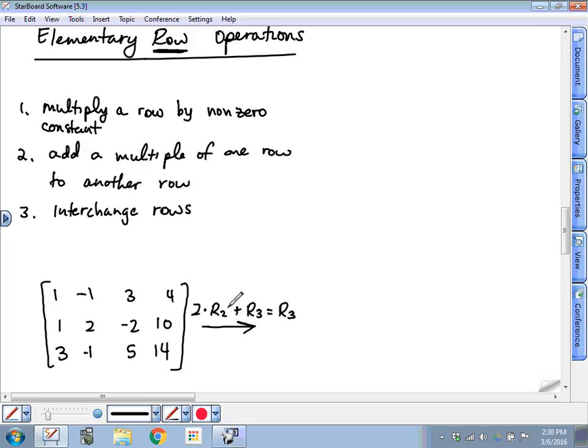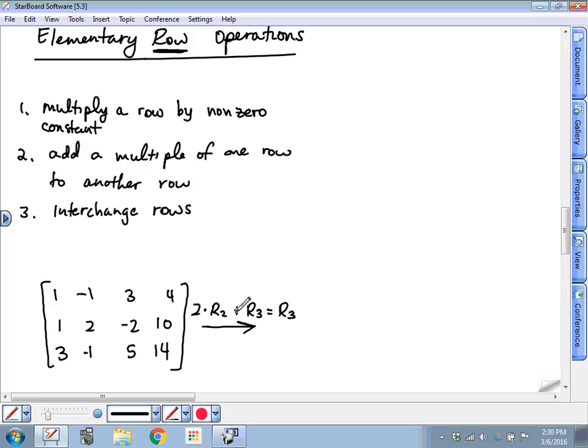So, reading this string of commands here, 2 times R2. R2 means row 2. So this first part of the command says we're going to take row 2, all of the entries in row 2, and multiply them by 2. After that, we're going to add all of those new entries to the entries in row 3, just beneath them.